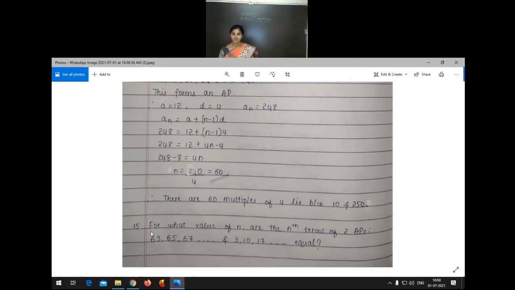15th question. Try to understand the question properly. For what value of n are the nth terms of two APs equal? The two APs are 63, 65, 67, and so on, and 3, 10, 17, and so on. So here we have two APs, and they are asking for what value of n.